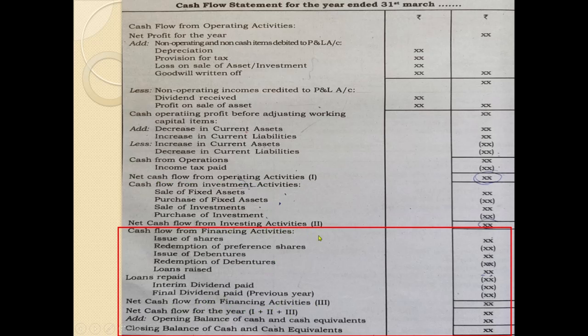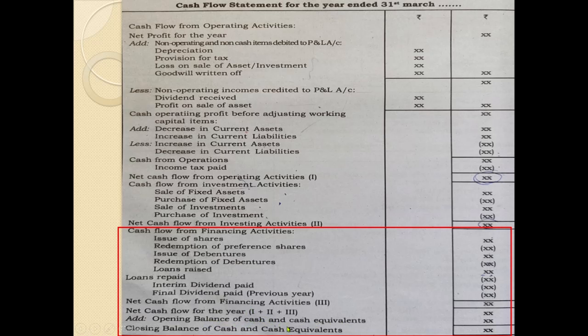Once you add these three amounts, sometimes the amount may be positive or it may be negative, because during the year there might be inflows or outflows. So net cash flow during the year is 1 plus 2 plus 3. That amount has to be shown here, and to it you need to add back the opening balance of cash or cash equivalents. Cash equivalents means marketable securities, government securities and likewise. Usually it will be cash and bank balance.